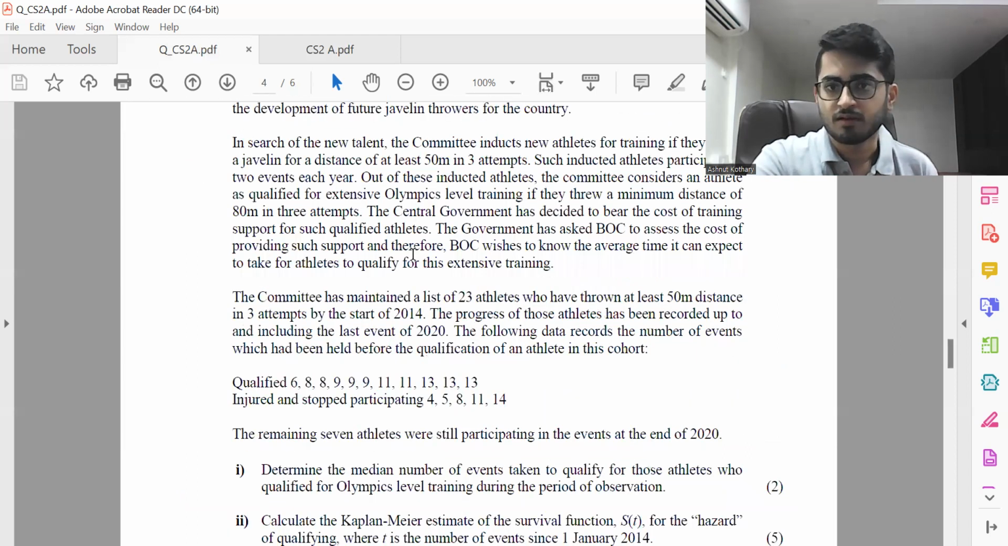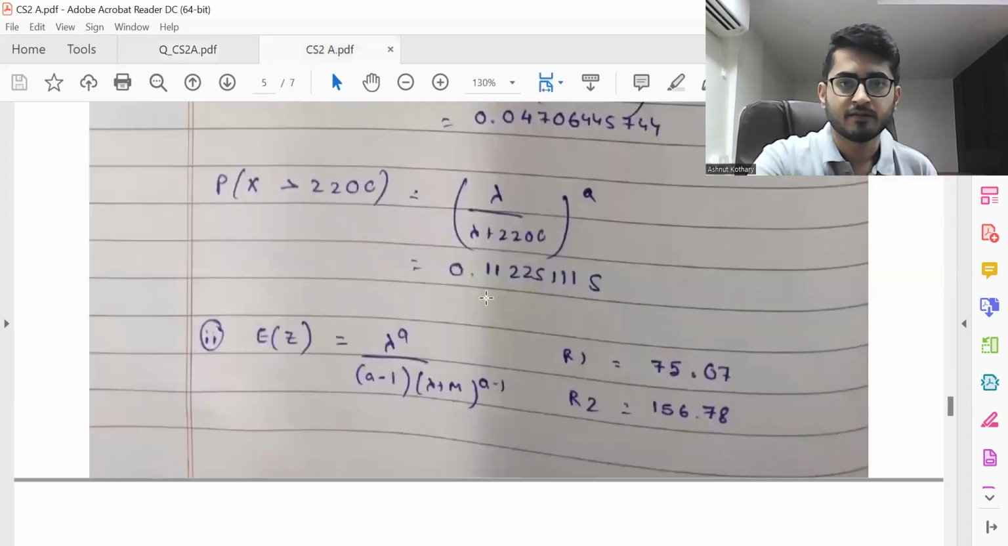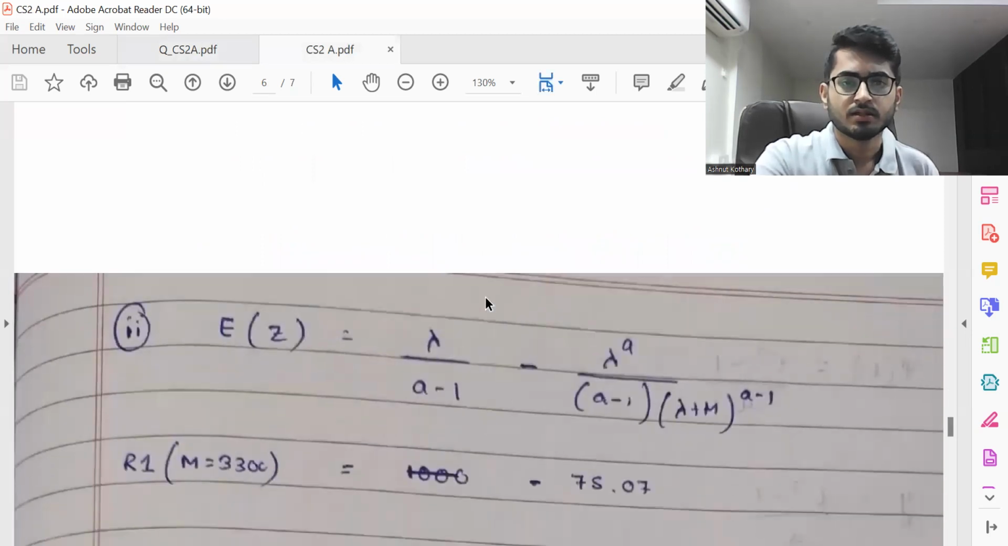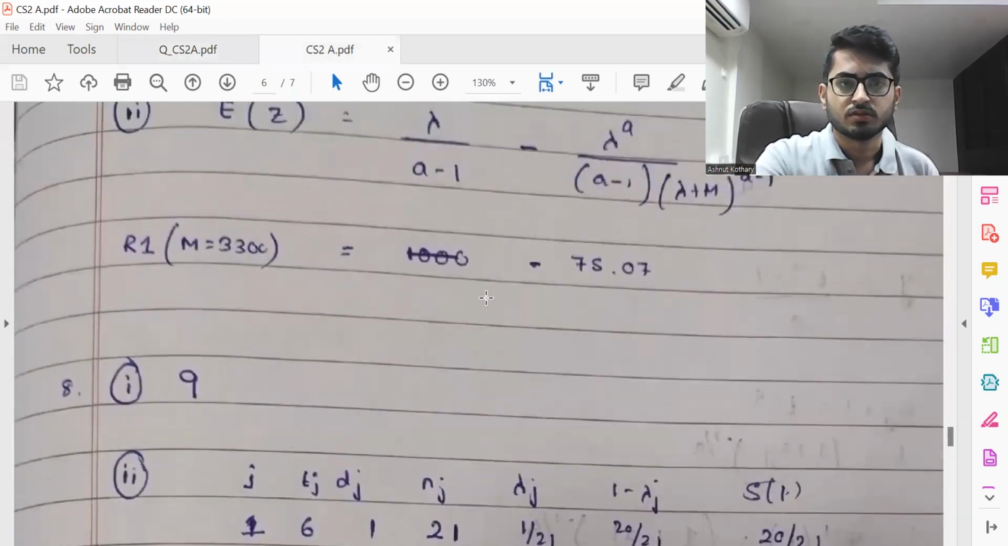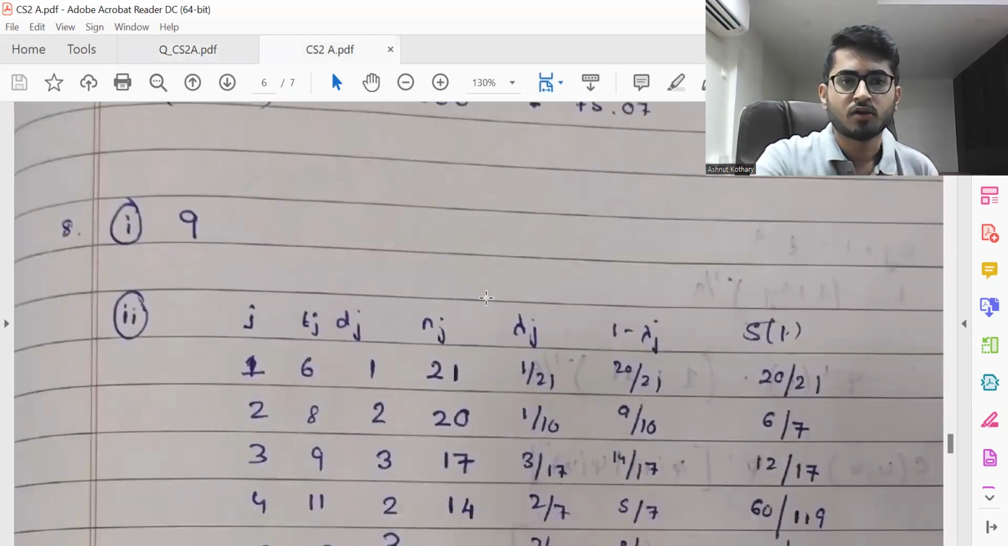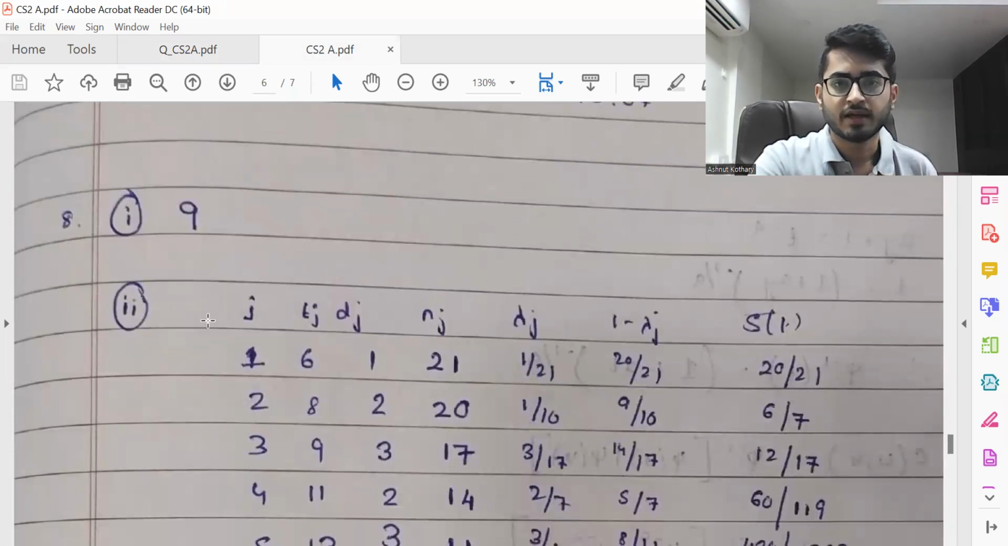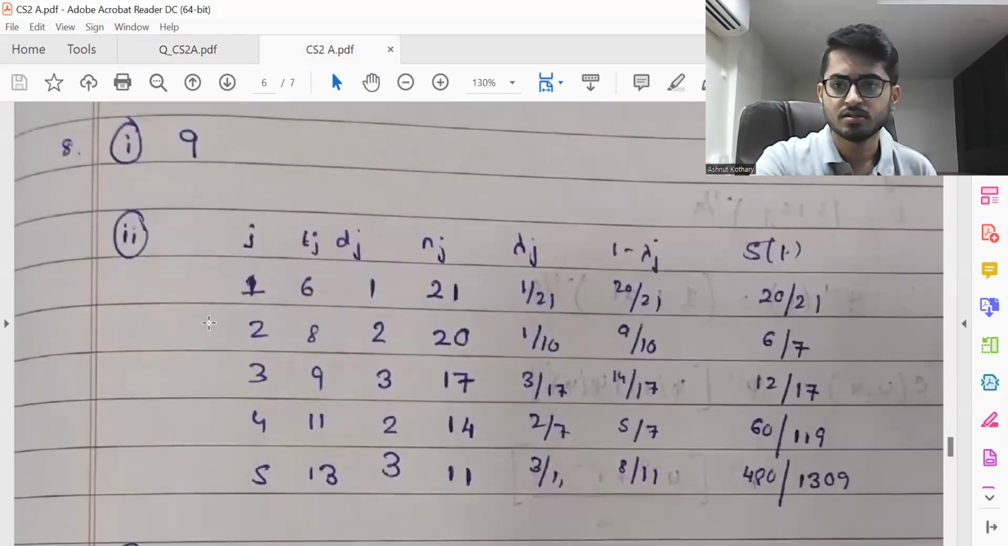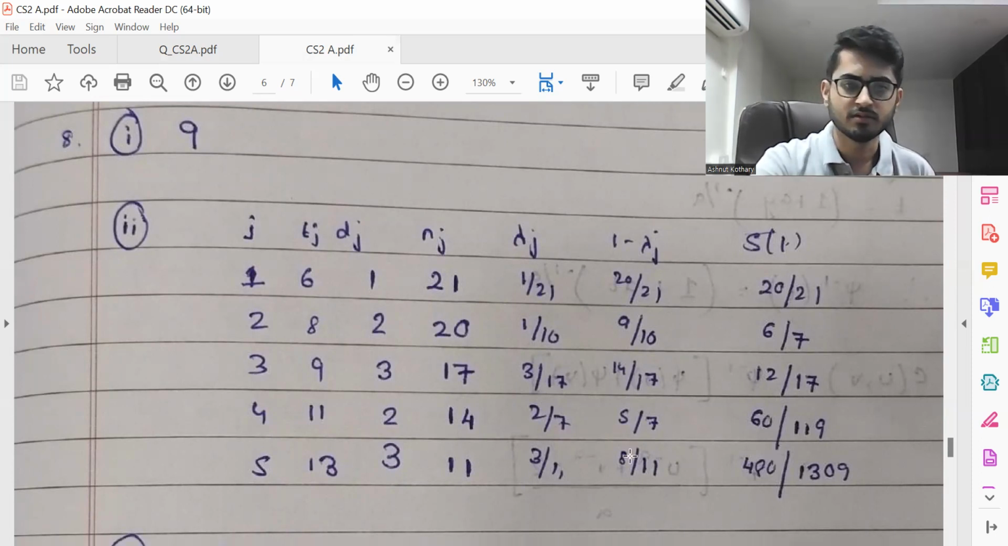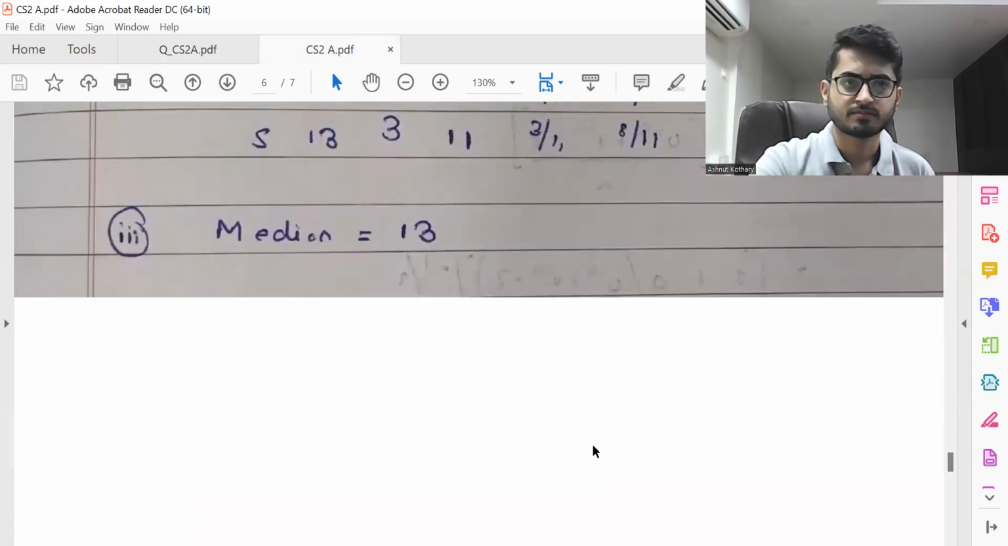which is from the Kaplan-Meier method, I will say. So question number 8, part 1, median comes out to be 9. Part 2, this is the structure. These are the survival functions which I'm getting. And as per this, the median is coming out to be 13 itself, because till time 16, the values were more than 50%. 50% has been crossed first time over here. So it's coming out to be 13.